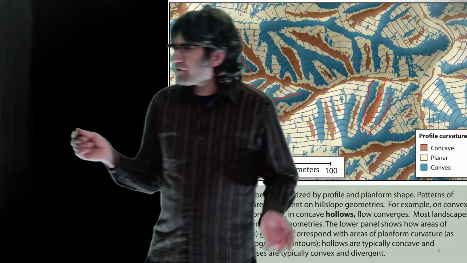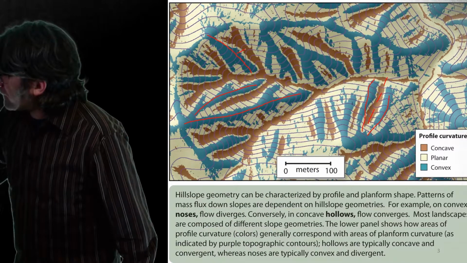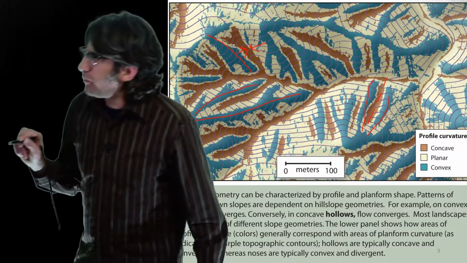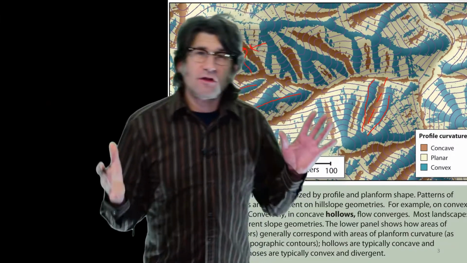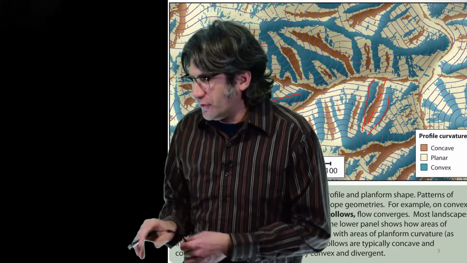So if we think about this from a sediment transport perspective, we're going to have sediment that's moving off of the noses and into the hollows. This is going to be important as we talk a little bit more about movement of sediment on hill slopes. We generally tend to transport sediment away from the noses and into the hollows.